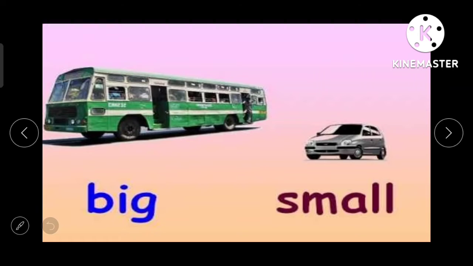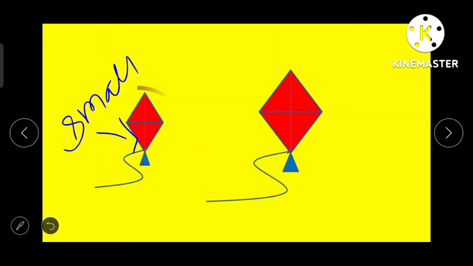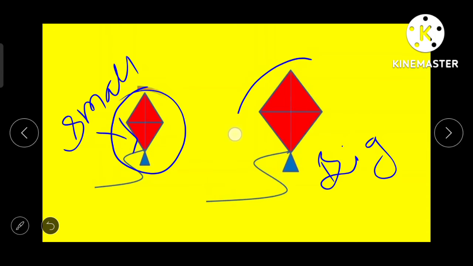One more example. Bus is big and car is small. This bus is big while this car is small. Now on the screen, kite. This one is small in size and this one is big in size.